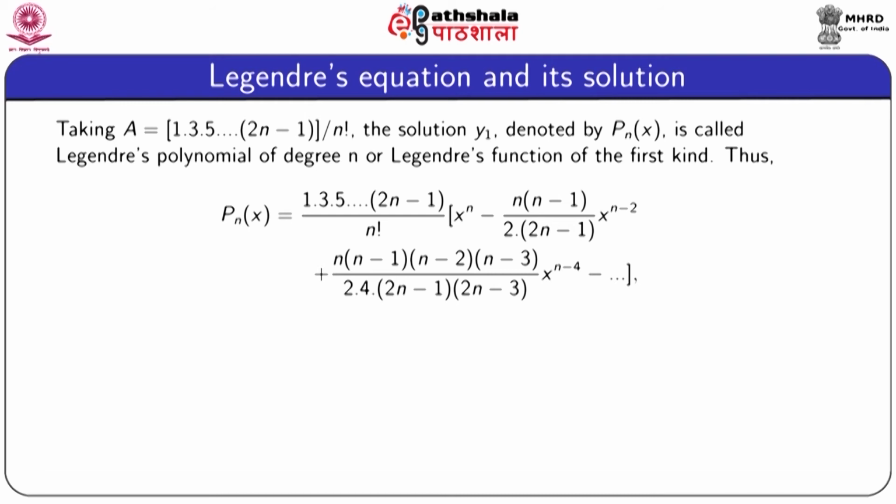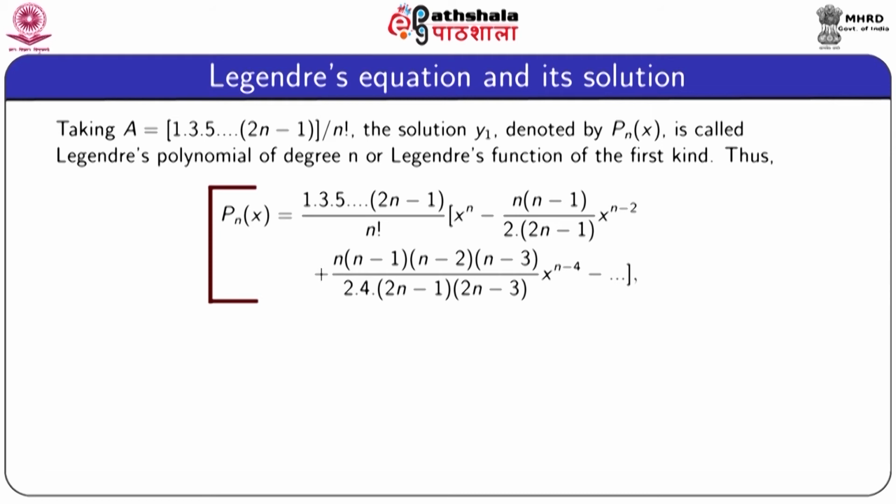Now, taking the value of a to be 1, 3, 5 up to 2n minus 1 divided by n factorial, the solution y1 can be expressed in this form, which we denote by Pn(x), and this Pn(x) is called a Legendre's polynomial of degree n or a Legendre's function of first kind. Thus the expression for this Legendre's polynomial of degree n is given by Pn(x) equal to 1.3.5 dot dot dot 2n minus 1 divided by n factorial.